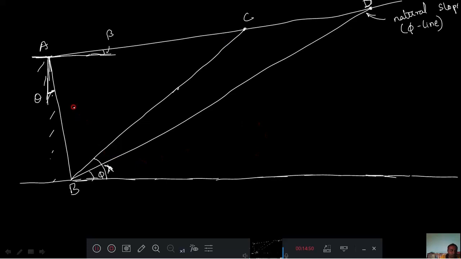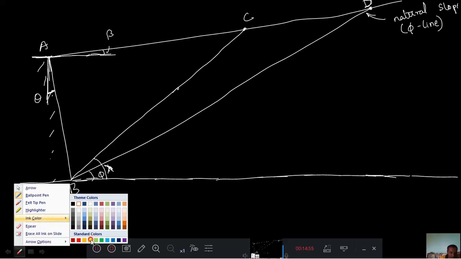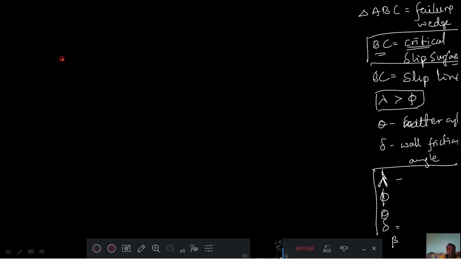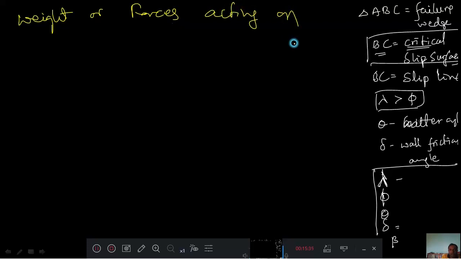Okay, then what all forces will be acting on this wedge? Now our task is to consider this wedge only, that is A, B, C. This wedge only we need to consider, the yellow wedge we can call. On this yellow wedge there will be one force, that is the self weight of the yellow wedge, that is your W. W is what? Self weight. Now I can list here the forces acting on the trial wedge.